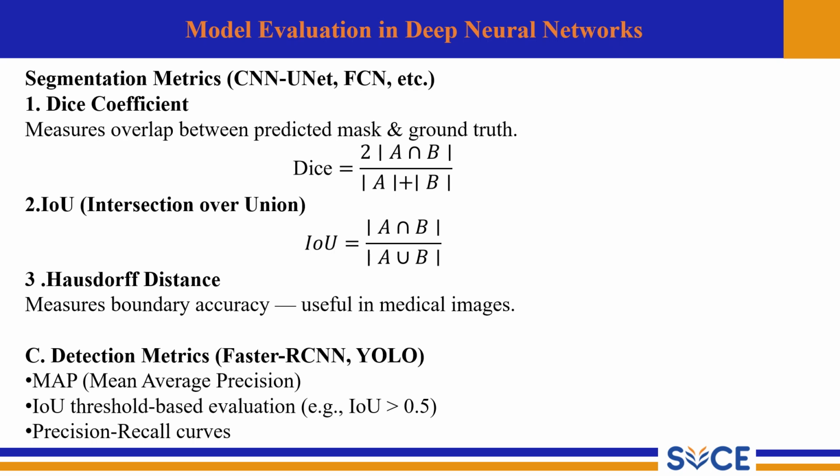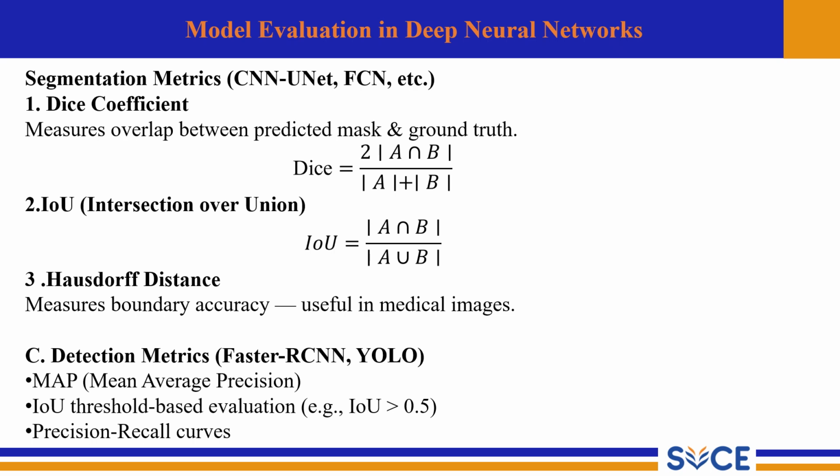So next one is IoU, intersection over union. The formula is |A ∩ B| divided by |A ∪ B|. It measures the fraction of overlap relative to the union of predicted and true masks.